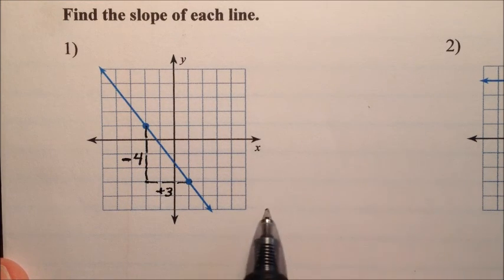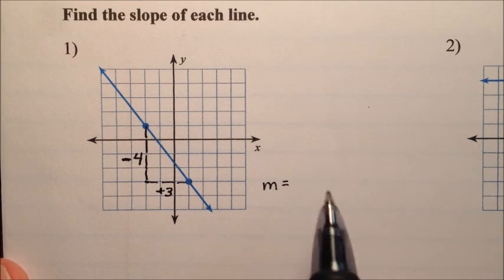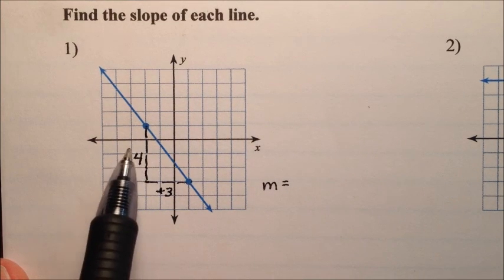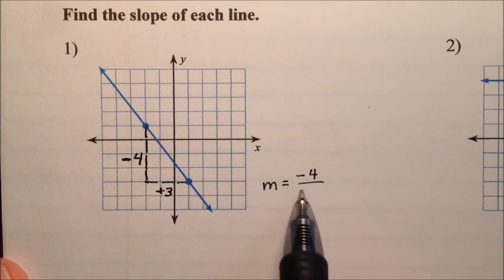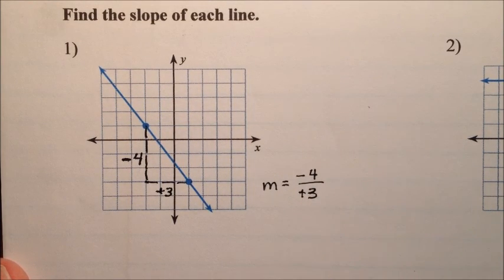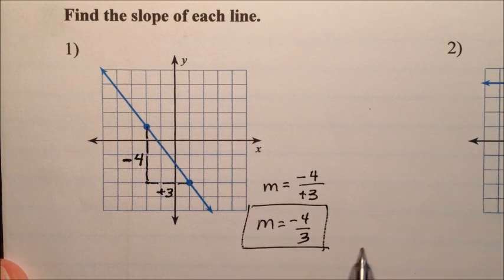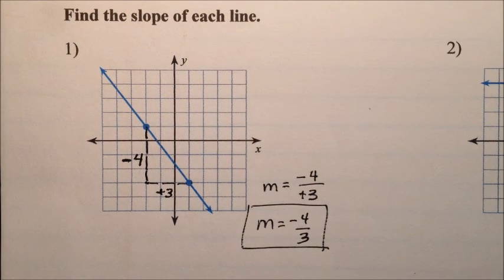So we can make a fraction out of this, and it's going to be the change in our y, which was negative 4, over the change in our x, which was a positive 3. So then, since we have a negative and a positive, we really can just say the slope is negative 4/3. So on number 1, m equals negative 4/3.